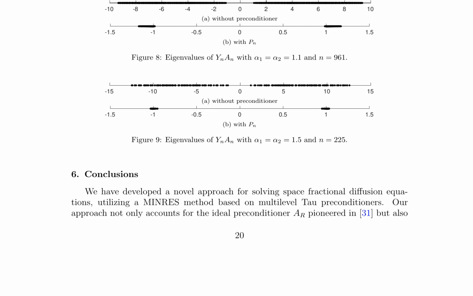As alpha 1 and alpha 2 approach 2, the convergence of MINRES Pn improves due to the corresponding reduction of the maximum towards 0. Figures 7-12 validate Theorem 4.1, demonstrating the improved effectiveness of preconditioning when both alpha 1 and alpha 2 are close to 2. The novel approach for solving space-fractional diffusion equations using a MINRES method based on multilevel Tau preconditioners is efficient and effective, achieving iteration counts that are independent of the mesh size.